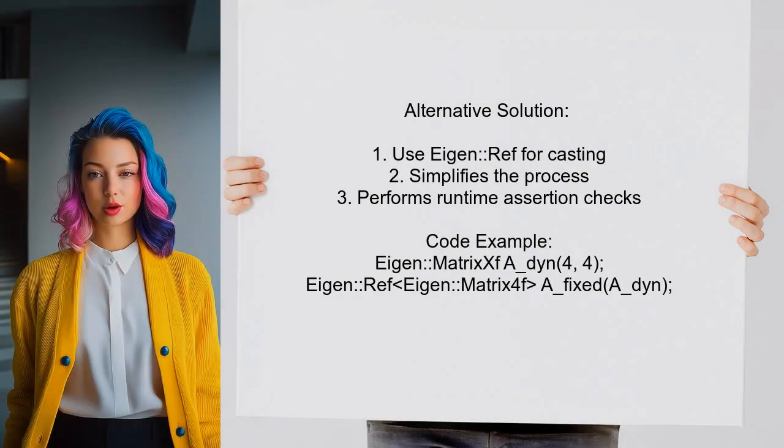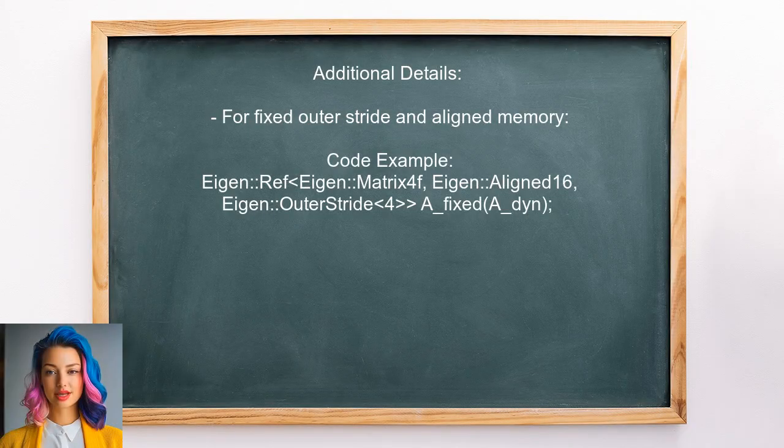An alternative solution provided by a user suggests using the Ref class in Eigen. This approach simplifies the process of casting a dynamic matrix to a fixed matrix while performing runtime assertion checks. If you need a fixed outer stride and aligned memory, you can specify that in the Ref declaration as well. This makes a fixed behave like a Matrix4f.